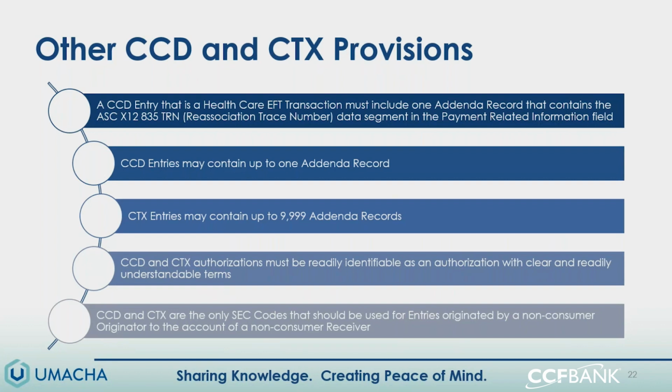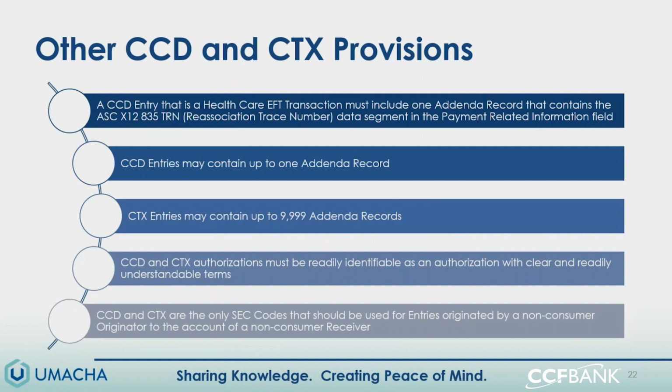All right, so this is where the difference lies between a CCD and a CTX. CCD entries can contain up to one addenda record. So think of an addenda record as like that memo line on your check, or if you put a sticky note on your check before you send it off into the envelope with that little bit of information. If we have one of those records, that could be a CCD entry. We don't have to have an addenda record, but we can have up to one. CTX entries allow for up to 9,999 addenda records. So think about 9,999 Post-it notes stuck to our payment to say, here's some information.